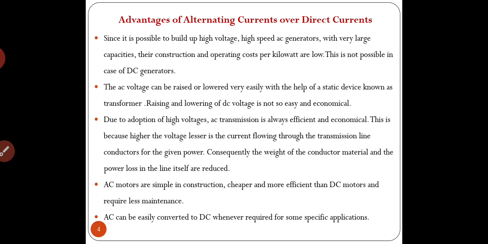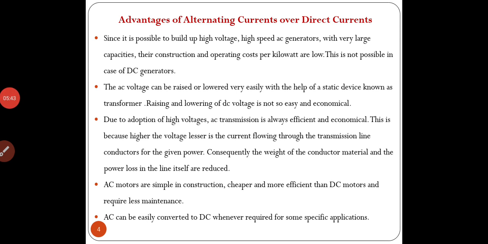The AC voltage can be raised or lowered very easily with the help of a static device known as a transformer. Raising and lowering of DC voltage is not so easy and economical. The AC voltage can be raised to high voltages with the help of a static device called a transformer. But in case of DC, the raising and lowering of voltages is not easy and it is not economical.